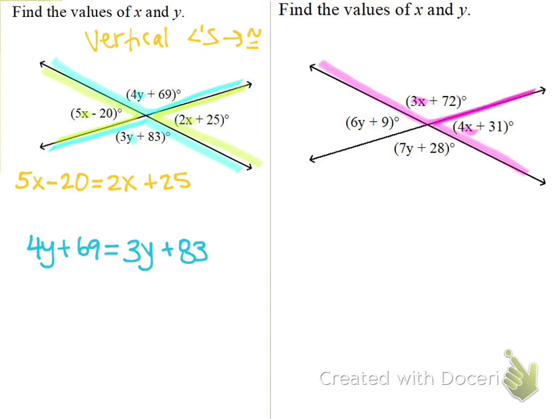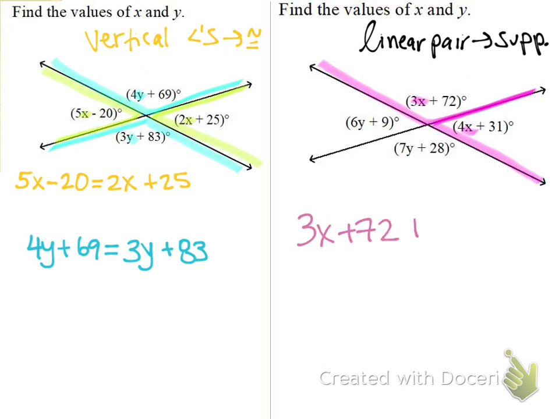So these are not vertical. What relationship will they have? They're a linear pair, which means they are supplementary. They add up to 180. So in this second problem, it would be different. We would say 3x plus 72 plus 4x plus 31 equals 180.